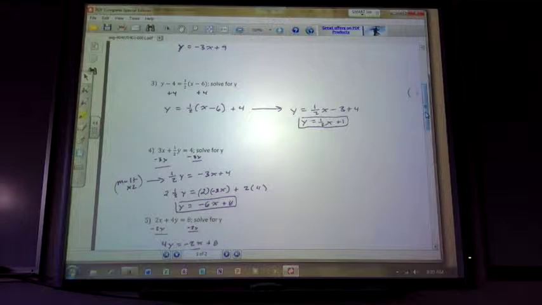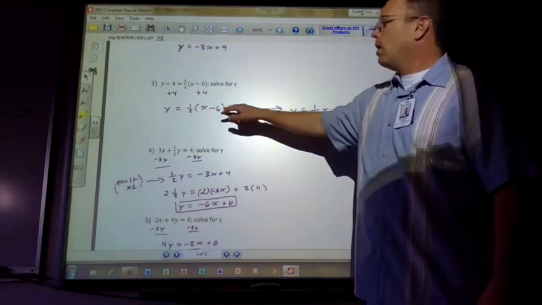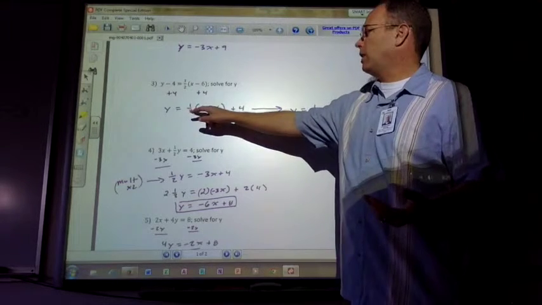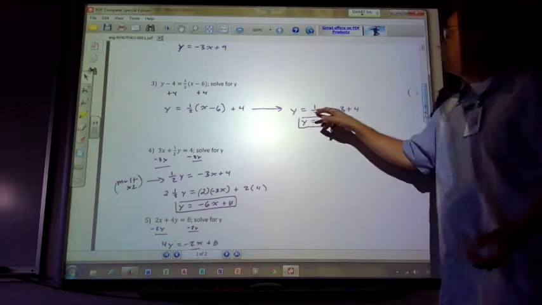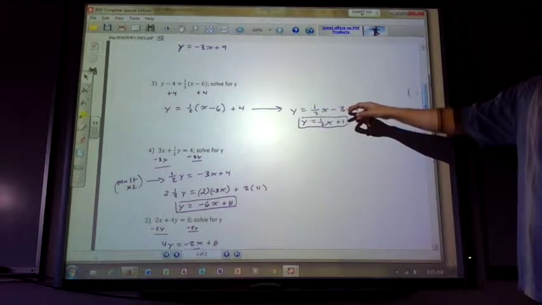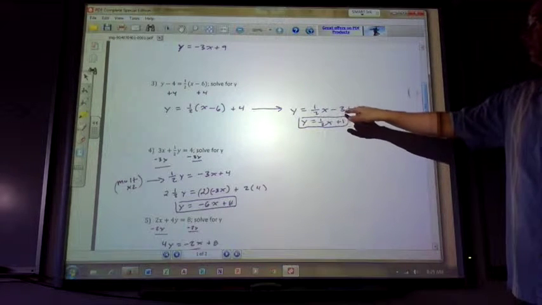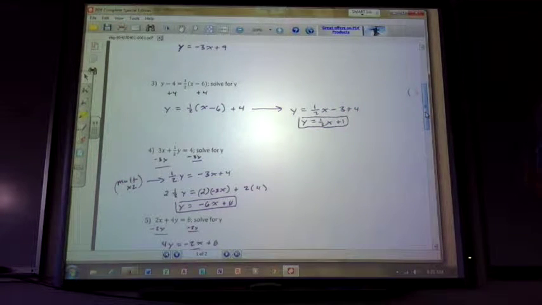Problem number 3 starts out pretty easy. You technically could add 4 to the opposite side. So technically you have, at that point, solved for y. But in math, we don't like parentheses all that much, so you can distribute over the parentheses. So you get 1/2 x, and then half of 6 is 3. And then you have 2 like terms here to combine, so that just moves down to that.